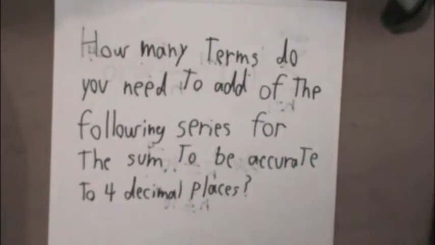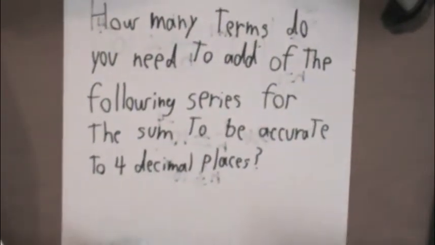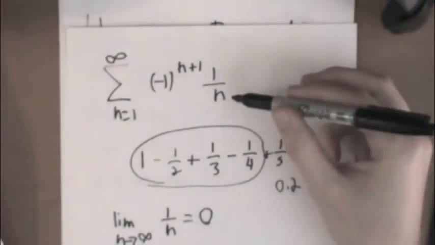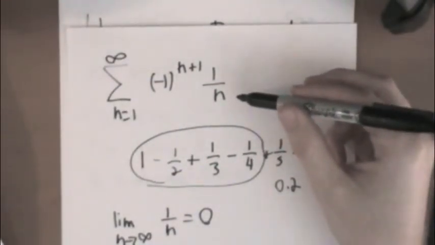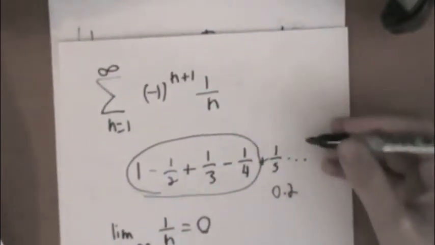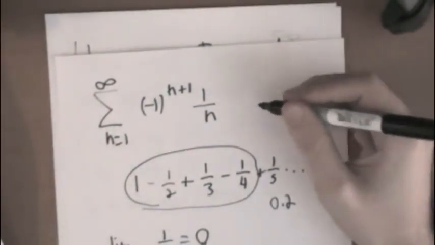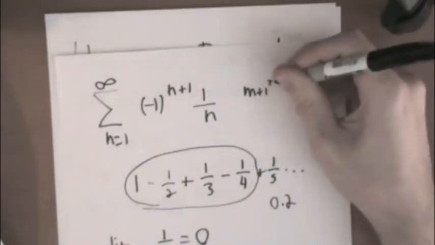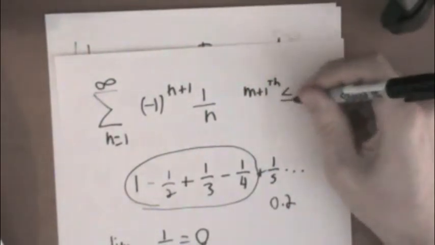Now, for an example, using the same summation, how many terms do you need to add the following series for the sum to be accurate to 4 decimal places? So how many terms do we need to add until this is accurate to the entire amount to 4 decimal places? Which is another way of saying, how many terms do we need to add until the m plus 1th term is less than or equal to 10 to the minus 4.